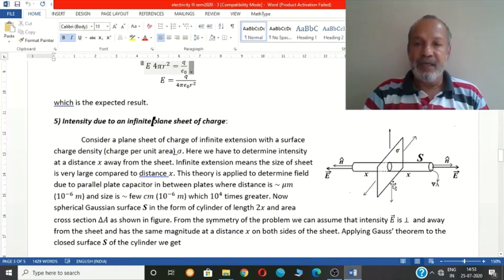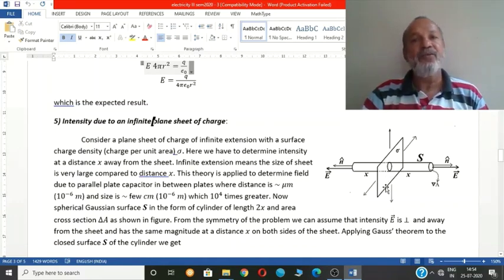Infinite means, see, this is the plane sheet which has got infinite extent. So along this direction, it goes up to infinity, along this vertically downward direction, and towards me and away from me. So that is a plane sheet of charge of infinite extension. Infinite means, when compared to the distance, it has very large dimensions, or the dimensions of the plate are very large compared to the distance.